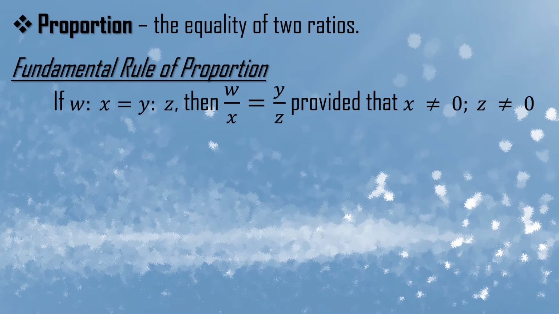If W is to X equals Y is to Z, then W over X is equal to Y over Z, provided that X must not be equal to 0 and Z must not also equal to 0. Kasi kapag naging 0 ang ating denominators, that is undefined or hindi natin masosolve yung given fraction.